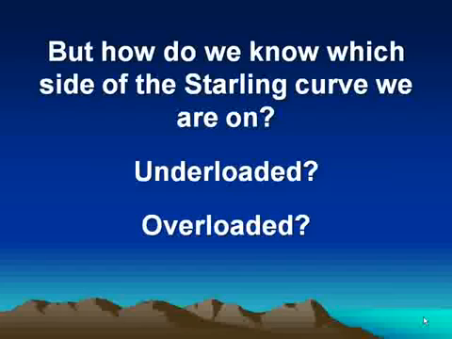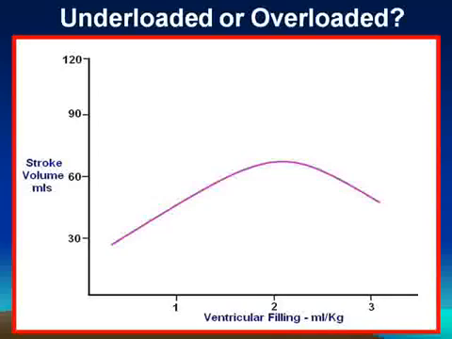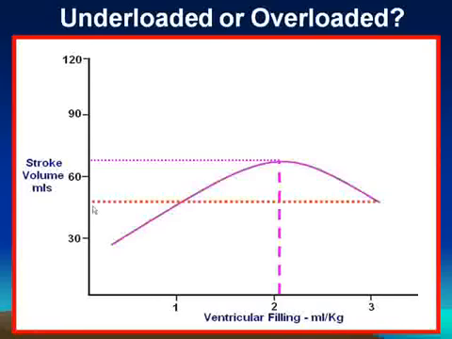The problem, though, is how do we know which side of the Starling curve we're on? Are we underloaded? Are we overloaded? Well, what do we mean by that? Well, let's take a mild failure curve, and let's say that the preload is actually optimum. Well, in this situation, we would generate 70 mils stroke volume. But what if the stroke volume was somewhat lower? Is that because we're here and underloaded, or is it here because we're overloaded?